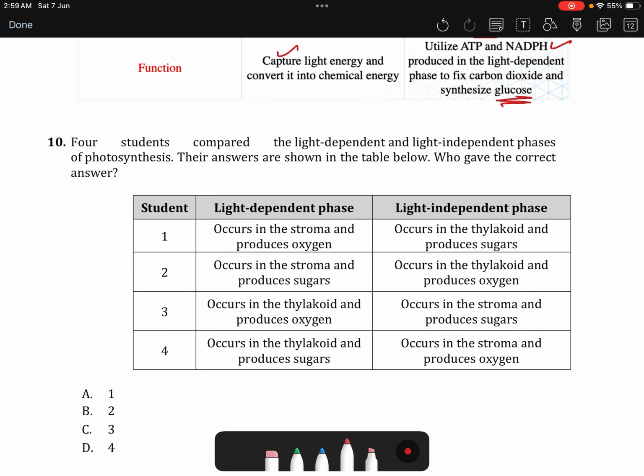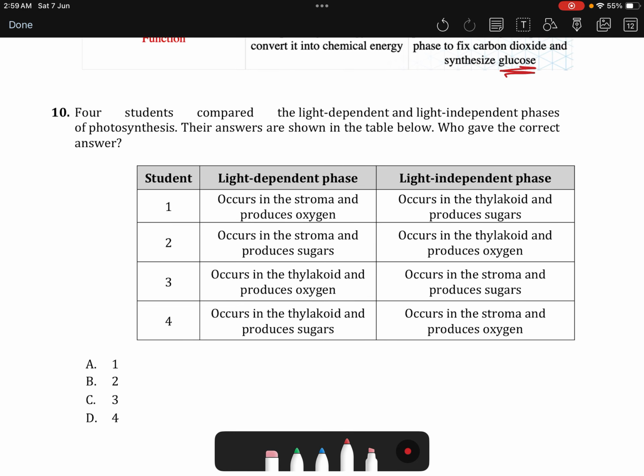Four students compared the light-dependent reaction with the light-independent phase of photosynthesis and their answers are shown below. Who gave the correct answer? Light-dependent phase occurs. I'm going to read only one side first. I will not read the second.